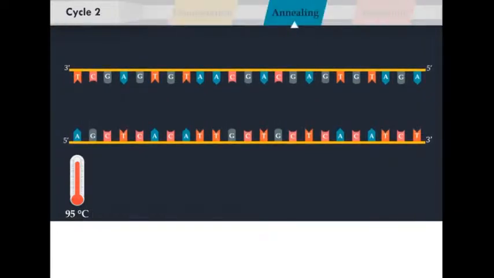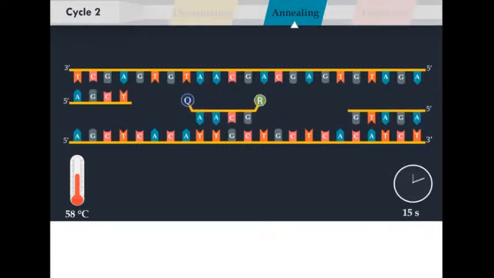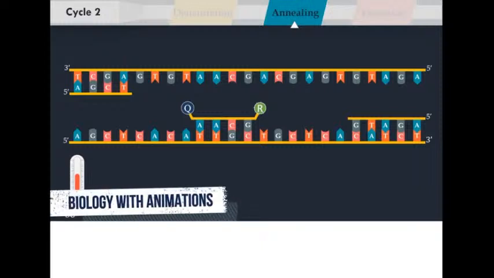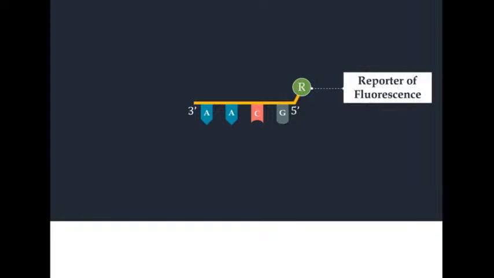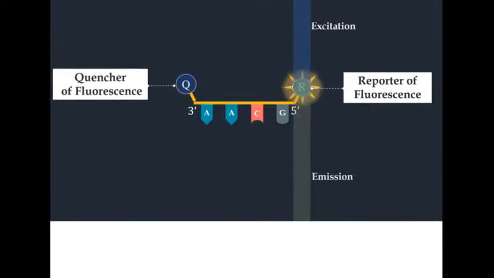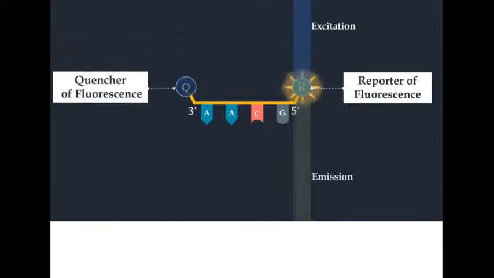In the next step, the reaction temperature is lowered, allowing annealing of the primers to each of the single-stranded DNA templates, and annealing of the TaqMan probe to its complementary part of the target DNA. The TaqMan probe consists of a fluorophore covalently attached to the 5' end of the oligonucleotide probe. The fluorescence is emitted by the fluorophore when it is excited by the cycler's light source. Also, this probe consists of a quencher at the 3' end. The close proximity of the reporter to the quencher prevents detection of its fluorescence.